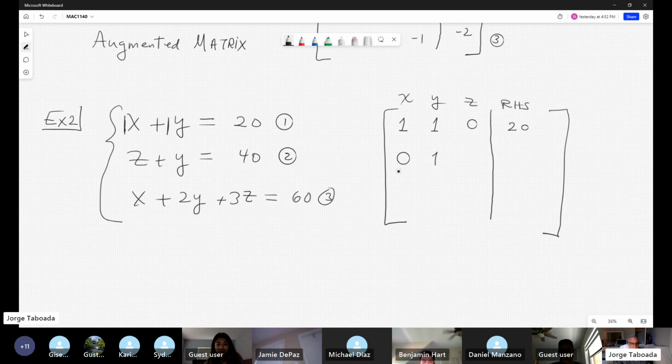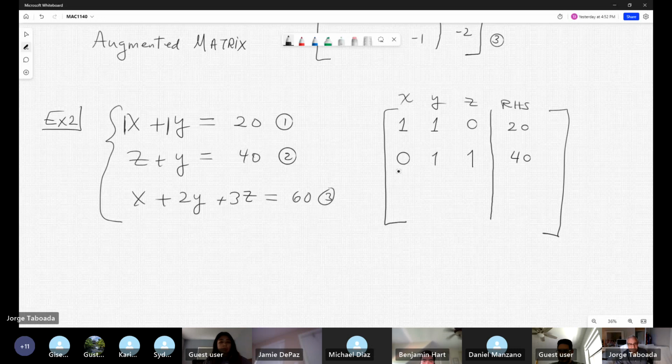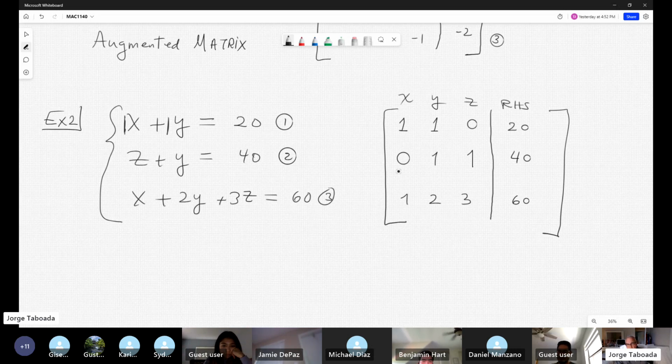The Y I put intentionally to confuse you, completely opposite to the alphabet order, but the problem is giving either way. So say Y, C is 1 again, and the right-hand side is 40. And the last equation, nice, because everything is clear, everything is completed: 1, 2, 3, and 60.